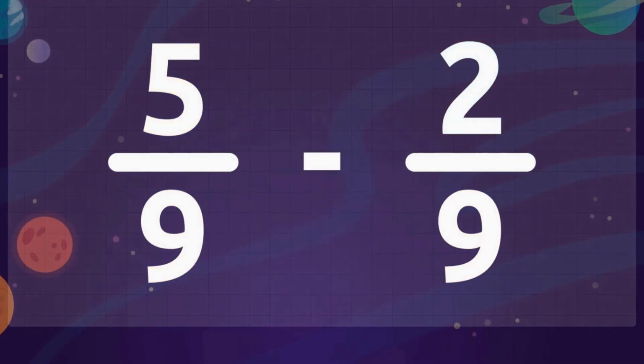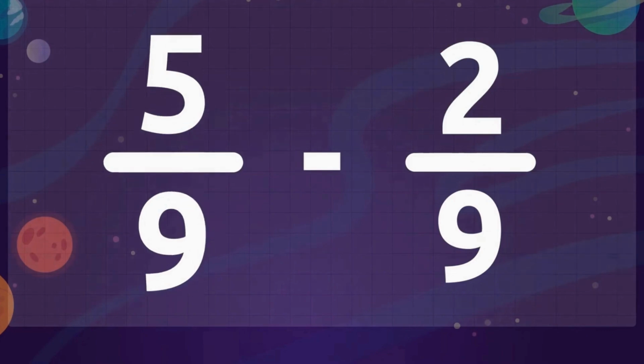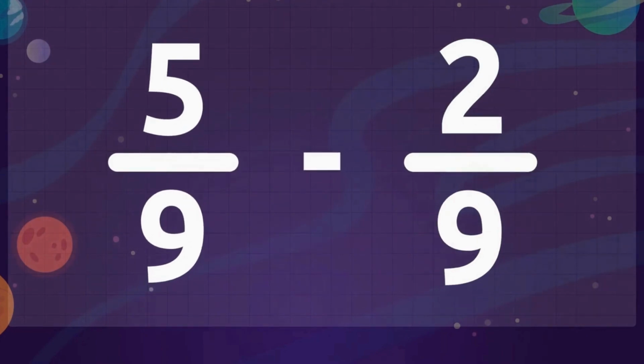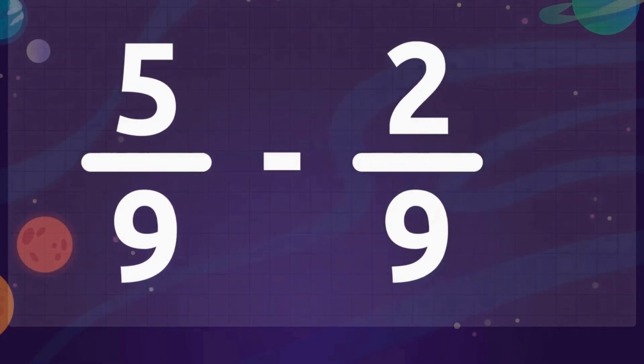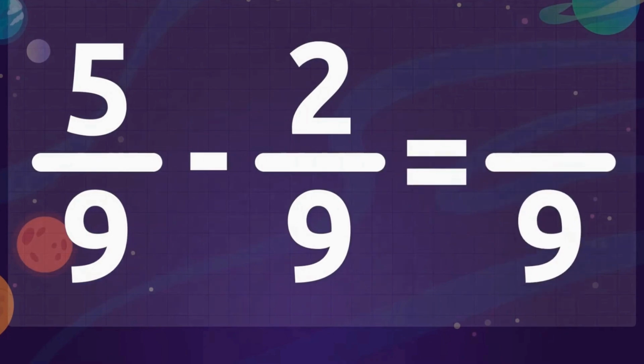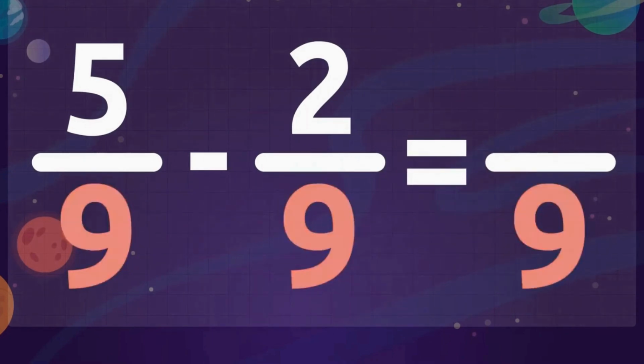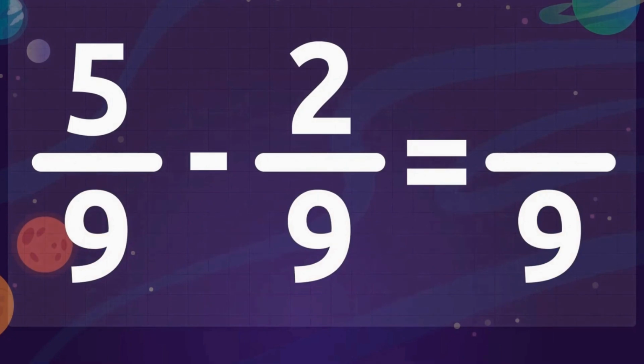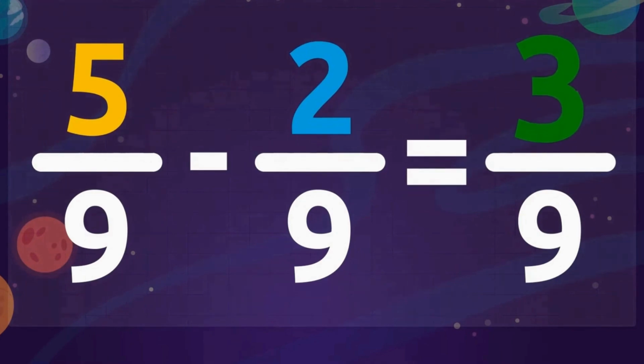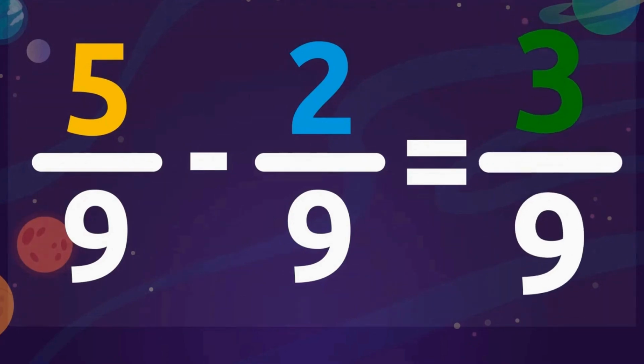We need to solve this math problem. 5/9 minus 2/9. The denominator stays the same. In this case, it's the number 9. Now we subtract the numerators. That is 5 minus 2, which equals 3, which will be the numerator in the answer. The result of this math problem will be 3/9.